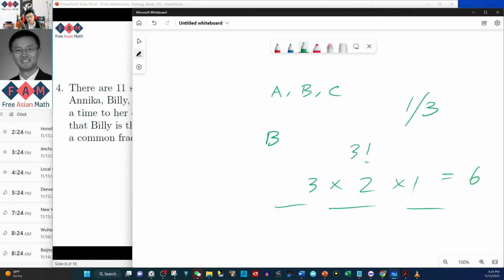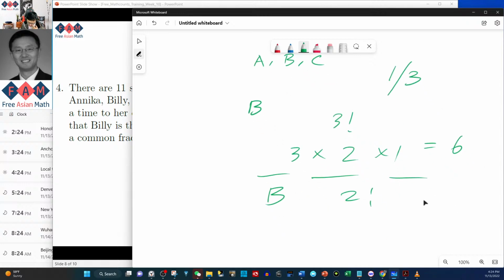Out of the 3, how many of them will have B first? Let's just say B is first. If B is first, you only have A and C, so that's 2 factorial. But you only have 1 B here, so this is 2. 2 divided by 6. 6 total cases, 2 of them with B at the beginning.